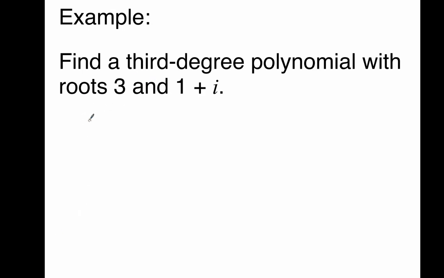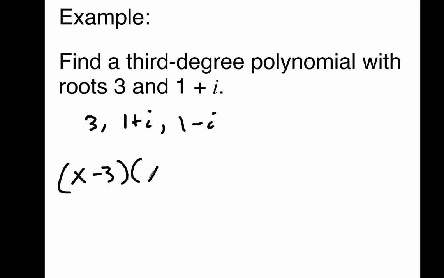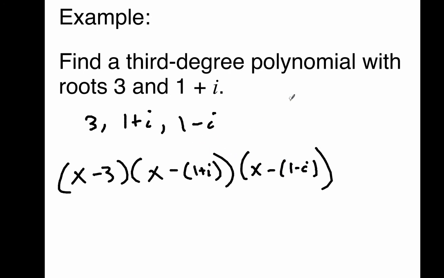Okay, so if I have a root at 3 and a root at 1 plus i, then my other root is at 1 minus i. This is the complex conjugate of 1 plus i. So my roots are at, my factors are at x minus 3, x minus (1 plus i), and x minus (1 minus i). Because if x is equal to 1 plus i, then if I subtract 1 plus i from both sides, I end up with this. All of that is equal to 0.